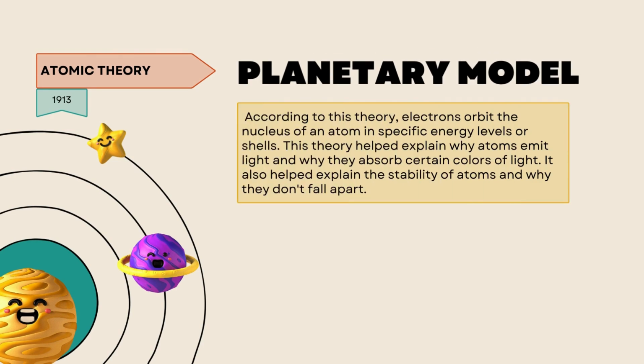According to his model, electrons orbit the nucleus of an atom in specific energy levels or shells. This theory helped explain why atoms emit light and why they absorb certain colors of light. It also helped explain the stability of atoms, why they don't fall apart. According to his model, the nucleus is present in the center and electrons are revolving around the nucleus in a fixed orbit.